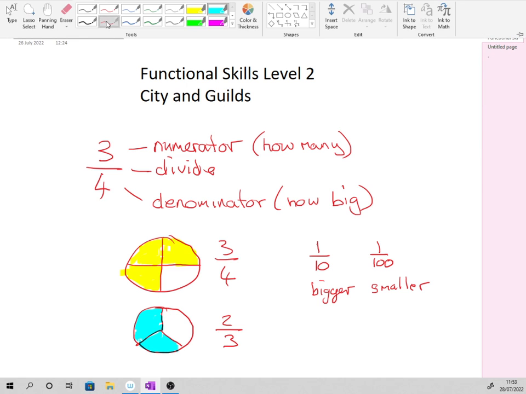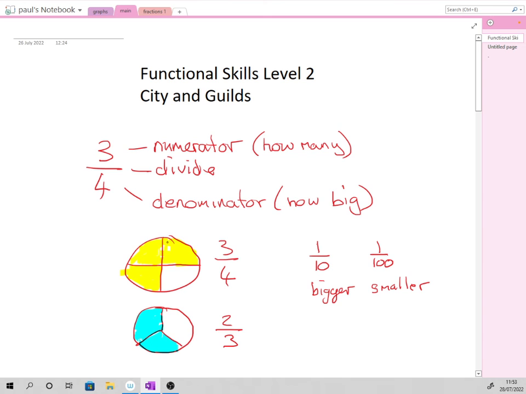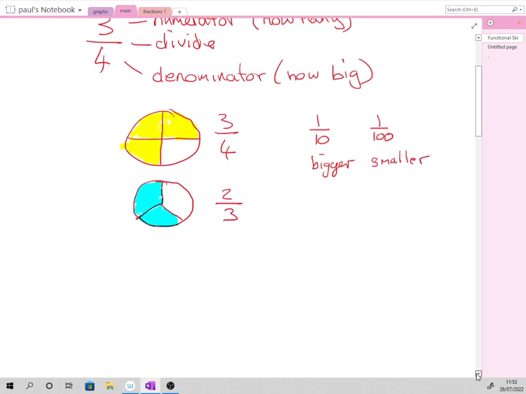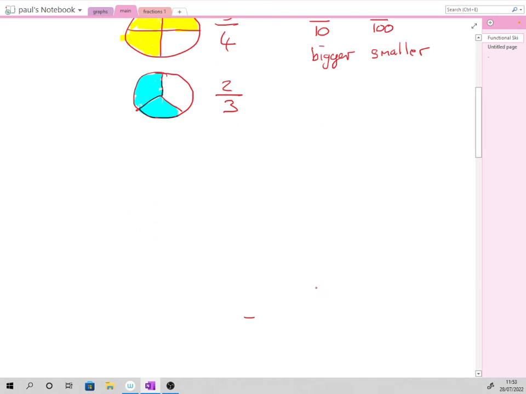So that's what fractions actually mean and how to read them. You've got the numerator, the divide line, the denominator, how many they are, how big they are, and what they represent. So that's parts of things.